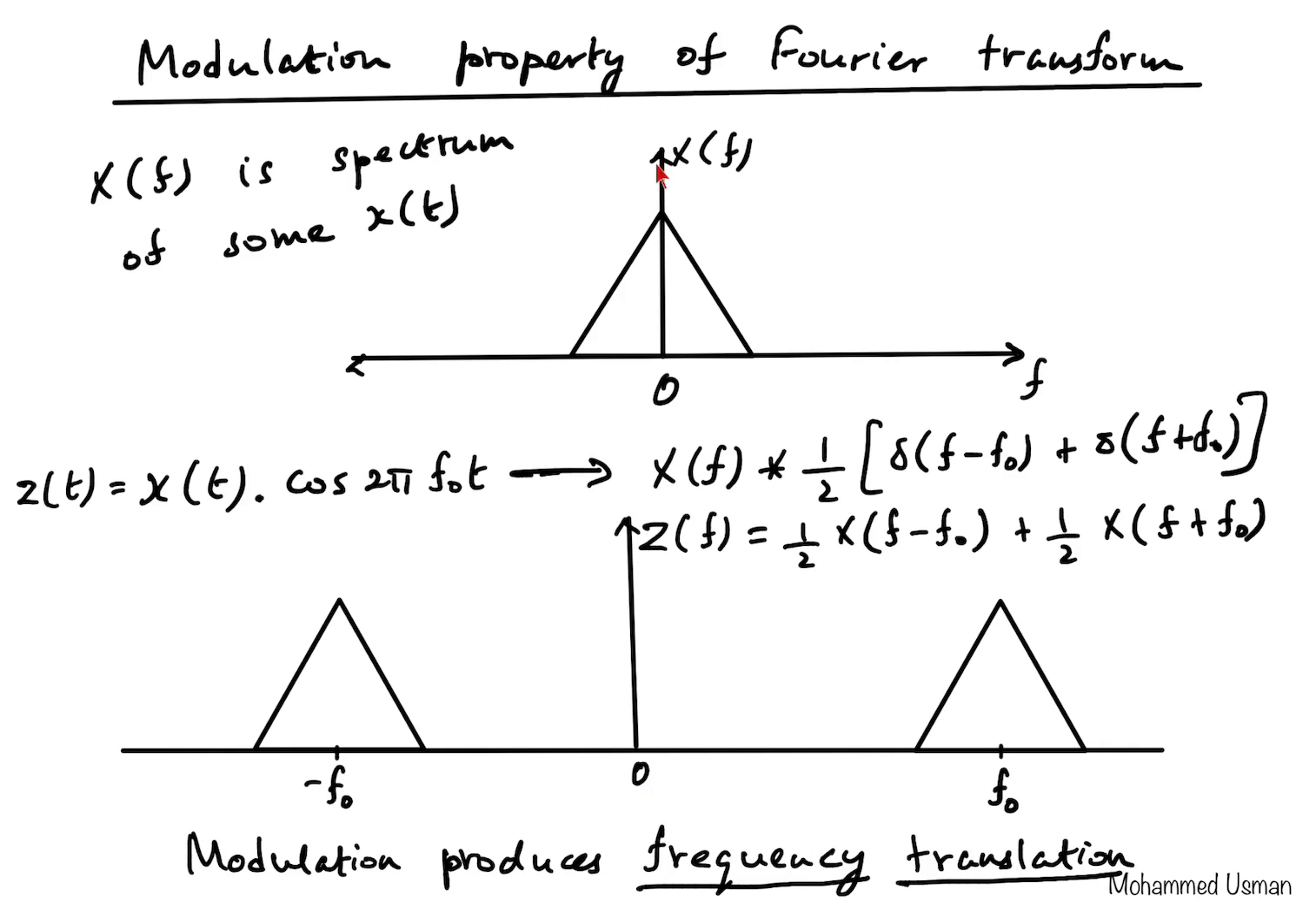As we see here, the original signal x of t, which had some spectrum X of f centered on 0, after being multiplied with some real carrier signal of frequency f naught, gives a resulting spectrum that is a shifted version of the original spectrum, but it is also two-sided. We have a replica on the negative f naught as well, because this is a real signal. But if we had to multiply this x of t with a complex signal e power j 2 pi f naught t, then we would have only the positive frequency side. There won't be a component on the negative frequency side if this carrier was a complex carrier signal.